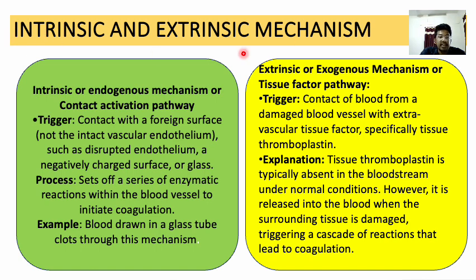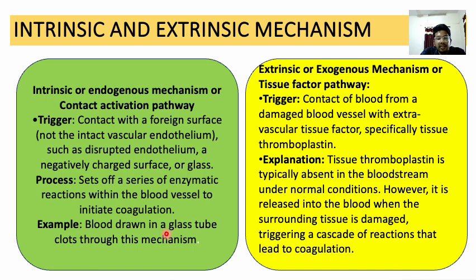Here you can see the intrinsic and extrinsic mechanism of the blood coagulation. The intrinsic mechanism, or the endogenous mechanism, or the contact activation pathway. Here the trigger is the contact with a foreign substance, not the intact vascular endothelium, such as disrupted endothelium, a negatively charged surface or glass. Here the blood is not coming in contact with any tissue, but it is coming in contact with some other substance like a disrupted endothelium or a negatively charged surface or glass. Here the process starts with a series of enzymatic reactions within the blood vessel to initiate coagulation, meaning no tissue is involved.